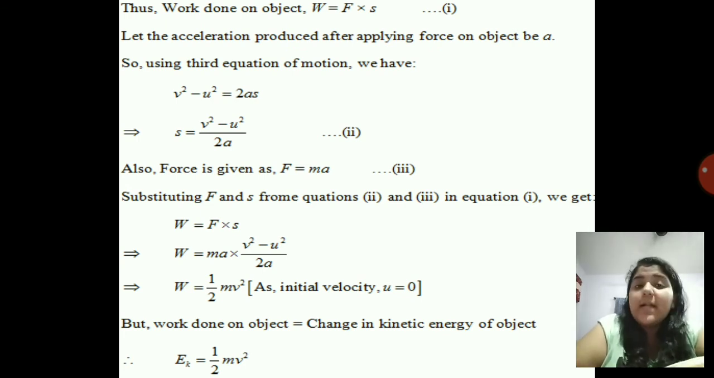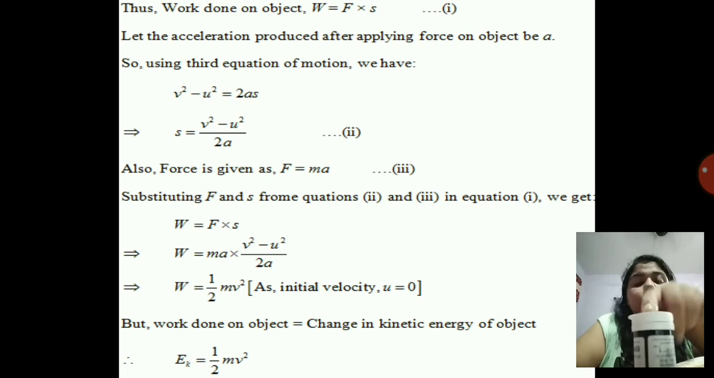So did you get now from where the W is equal to half mv square came? Okay, u square is gone because it is the initial velocity. I'll explain the concept of initial velocity now. See, again I am keeping this bottle over here. Okay, now I want to lift it. I am going to lift it.